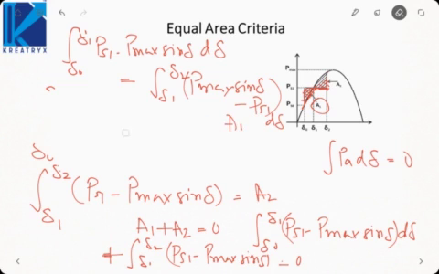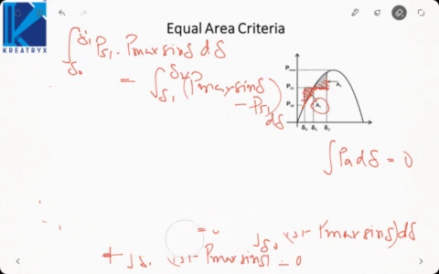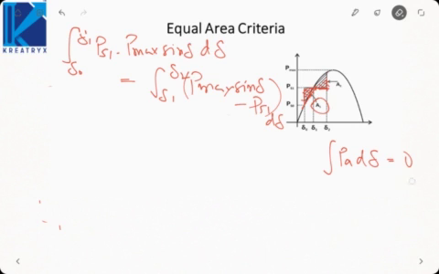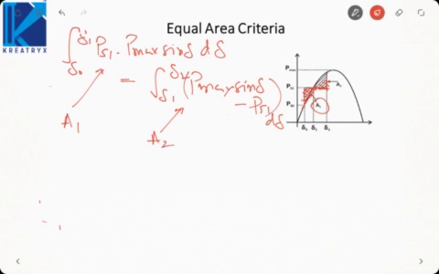Now what does it represent? If you see from B to C, obviously P is greater than PM. So to make the area positive, you have to subtract PM from P, that is, you have to subtract mechanical power from electrical power. This term is called the accelerating area, and this will be the decelerating area. So it states that accelerating area must be equal to decelerating area. Here both values will be greater than 0, because for A2, P max sine delta is greater than PS1, so it will be positive, and for A1, PS1 is greater than P max sine delta.